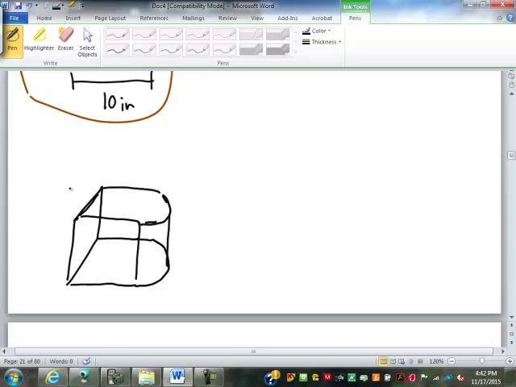So let's say that this is 30 centimeters, 40 centimeters, 50 centimeters, and let's go 16 centimeters here. Oh, that can't be 16 centimeters. That has to be 15. So it's got to be half of the 30.